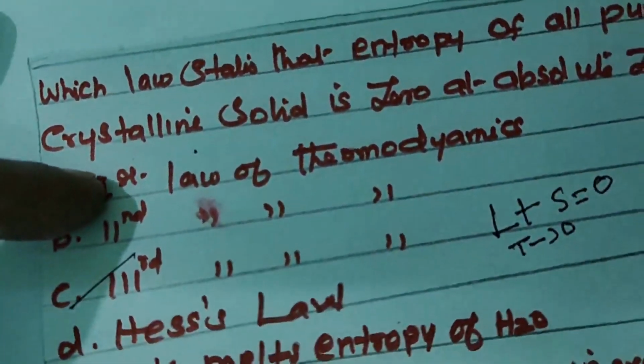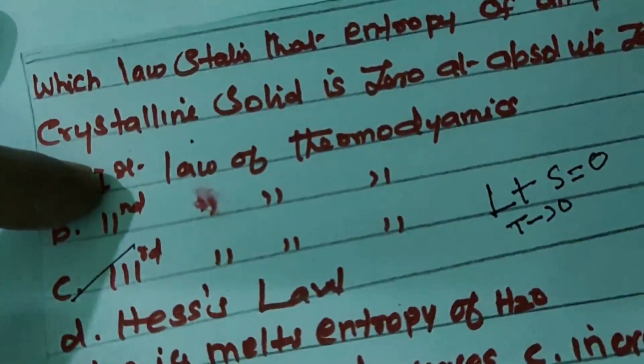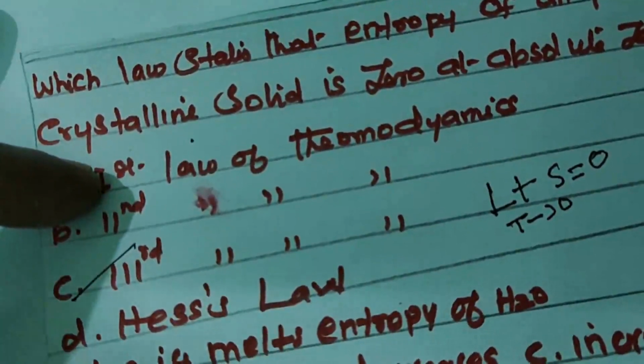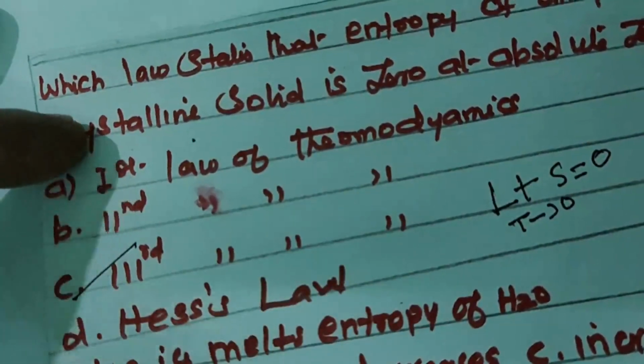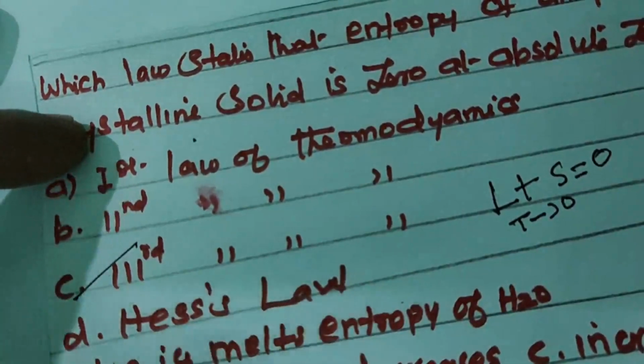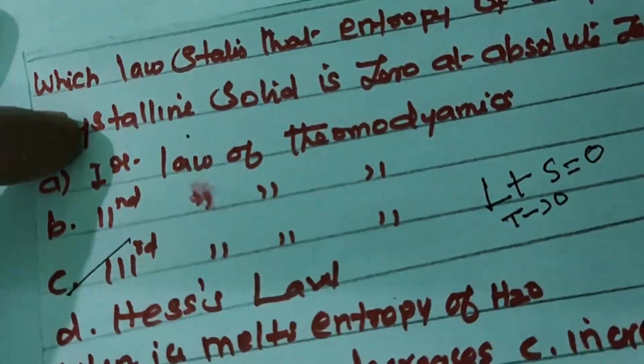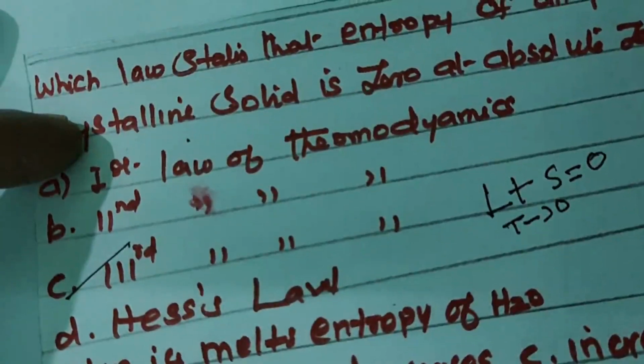Then D, Hess's law. Hess's law means the total heat change, either at constant pressure or constant volume, is the same whether the reaction takes place in a single step or several steps, provided the initial and final states are the same. Constant pressure means delta H, constant volume means delta E. So this option is not correct. The correct option is C, the third law of thermodynamics. Next question.